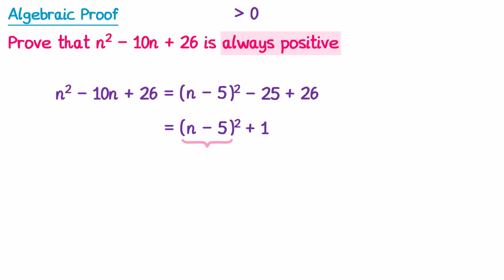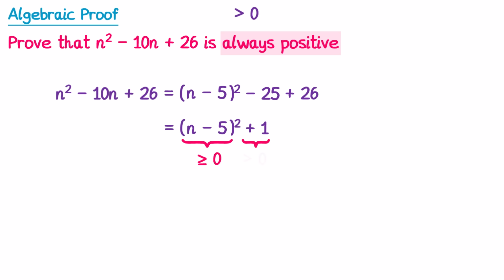Let's start by looking at n minus 5 all squared. This is some integer squared. Now when you square an integer, it's impossible for it to be negative. Take a moment to think about this. If you square a positive number, like 3 times 3, you get a positive number, 9. If you square a negative number, like -3 times -3, you also get a positive number, positive 9. The lowest it could possibly be is 0. If you did 0 squared, you'd get 0. So this part here must be greater than or equal to 0.